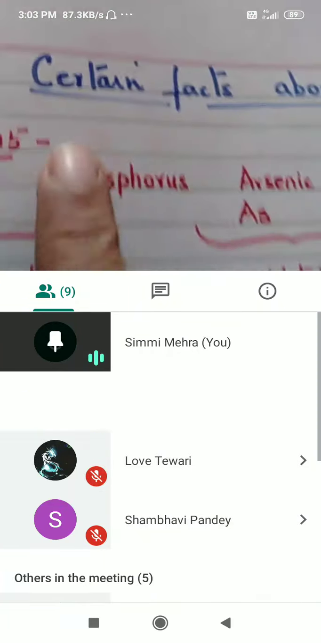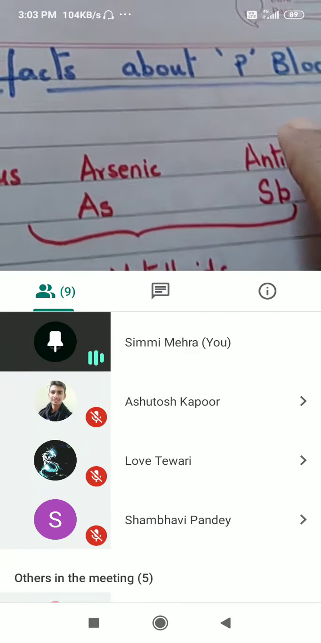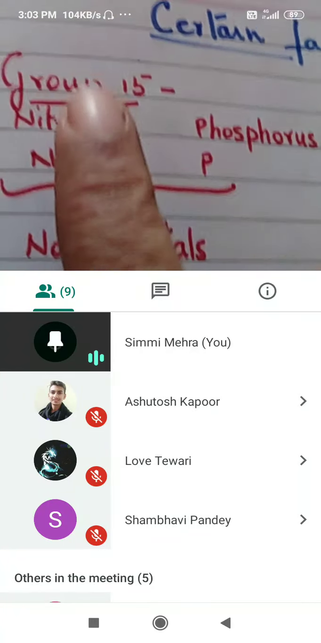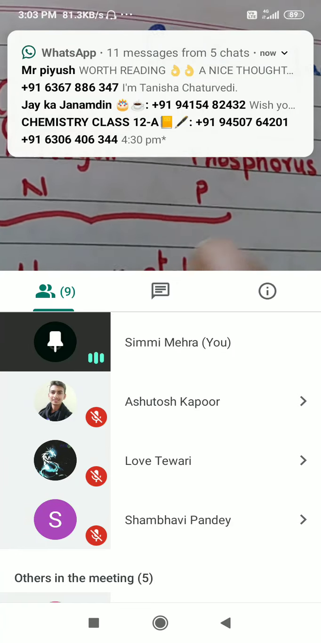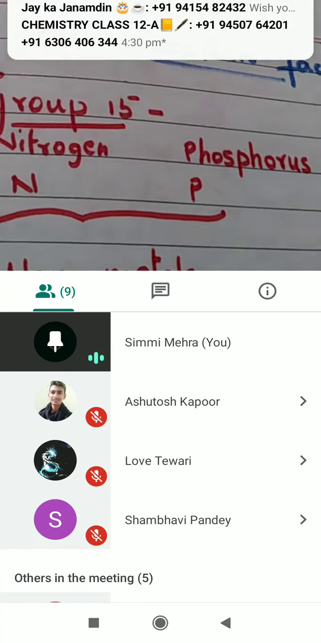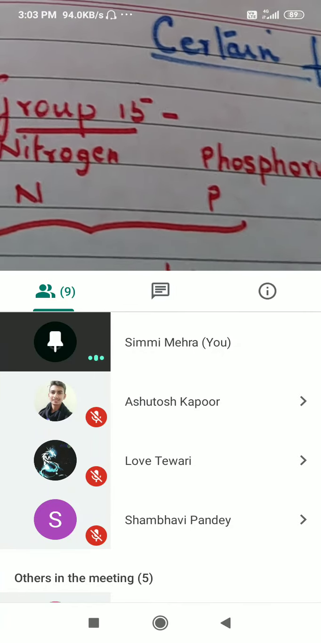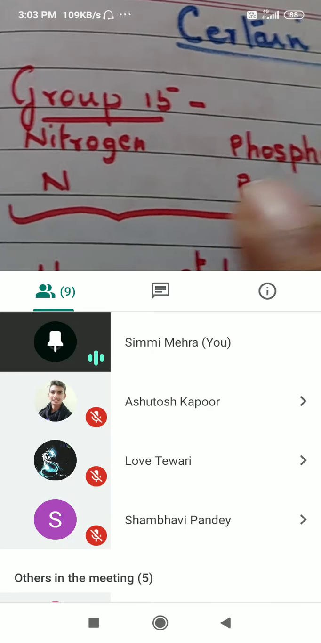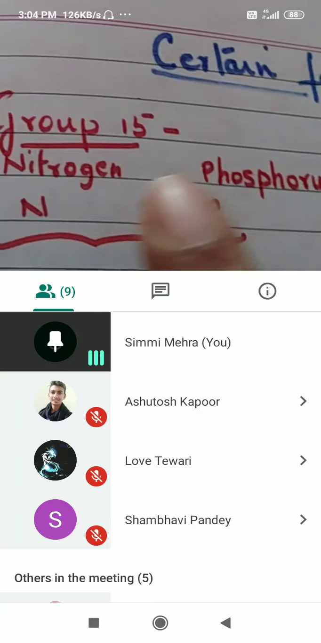Okay, so let's start. Today I am going to start with certain facts about P block elements. I am starting from group 13, 14, 15, 16, 17 and 18, right? 13 and 14 are class 11 syllabus. 15, 16, 17 and 18 are your class 12 syllabus. Okay, now there are certain facts.